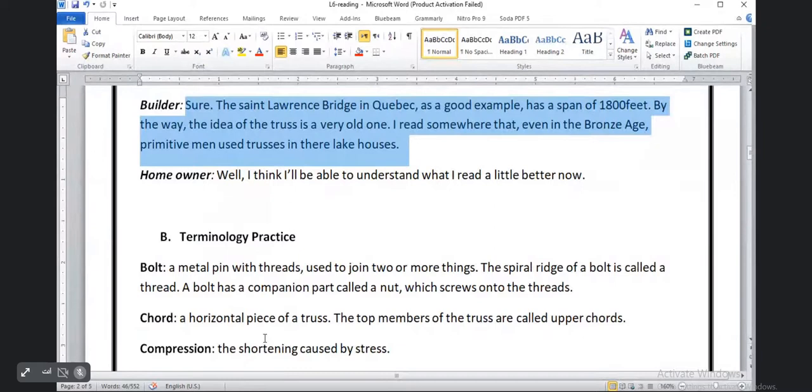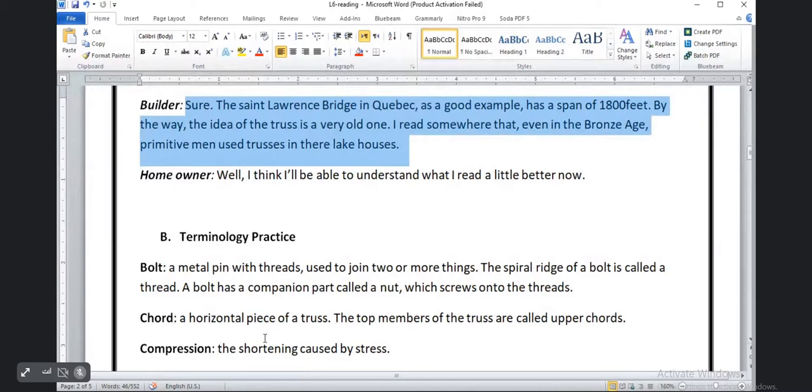Builder: Sure, the St. Lawrence Bridge in Quebec is a good example. It has a span of 1,800 feet, by the way.